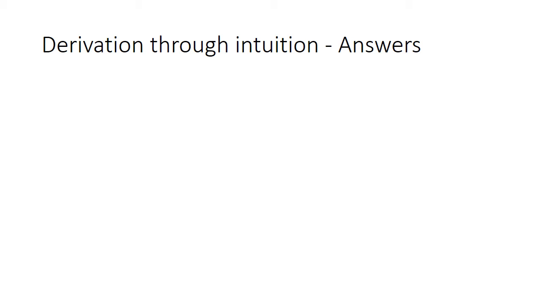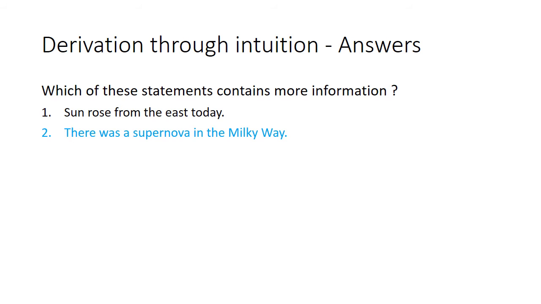Now to answer this question, let's look at the first one. Which of these statements contains more information: the sun rose from the east today, or there was a supernova explosion in the Milky Way galaxy? Well, clearly, the sun rises from the east every single day. It has never been otherwise. The only way it can change is if some very massive object were to collide with the earth and change the spin altogether, but then we will all be dead anyway. So the sun will always rise from the east unless, of course, something catastrophic happens.